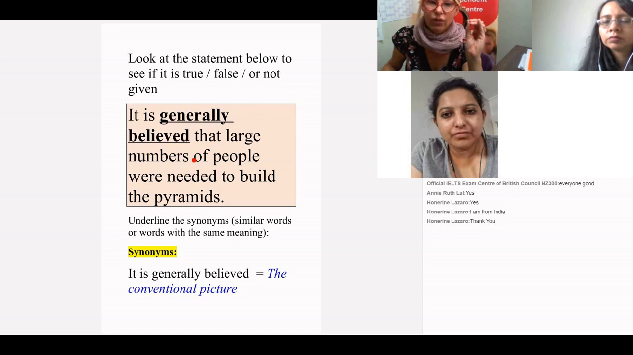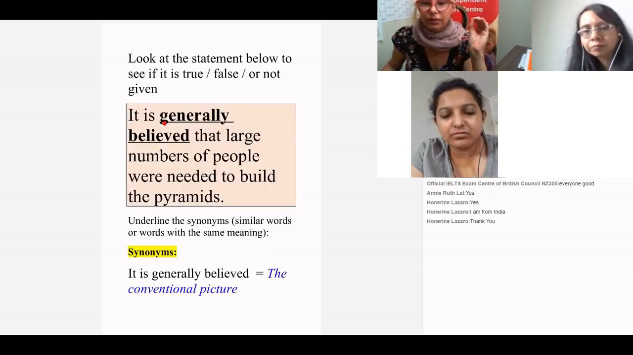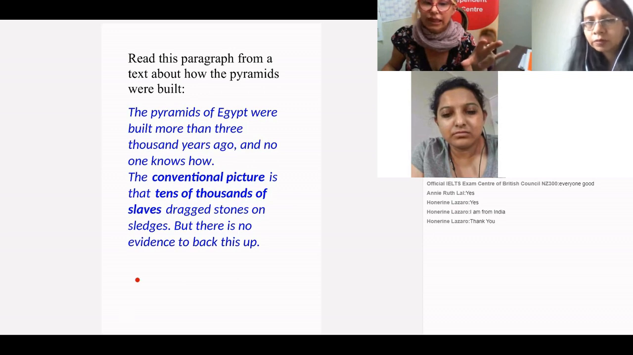So that's the information that we need to look for in the text. If we go back and look at the text again, we can see some information here where I'm putting the red circle. We can see here that we've got tens of thousands of slaves dragged stones on sledges. Okay, the conventional picture is, so there is our information regarding the statement. It is generally believed that large numbers of people were needed to build the pyramids. We go back to the blue statement of the blue text, and we can see that it's talked about here.